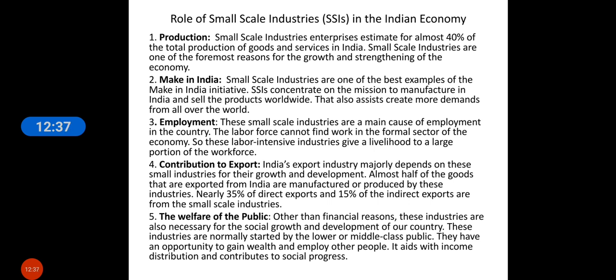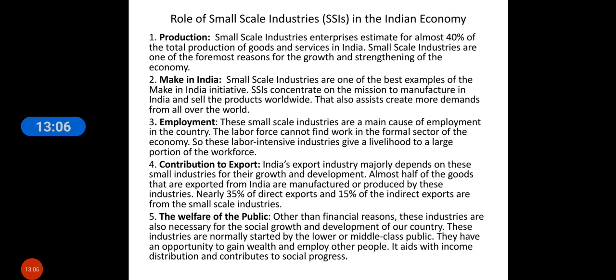Contribution to export. India's export industry majorly depends on these small industries for their growth and development. Almost half of the goods that are exported from India are manufactured or produced by these industries. Nearly 35% direct export and 15% indirect exports are from small scale industries.